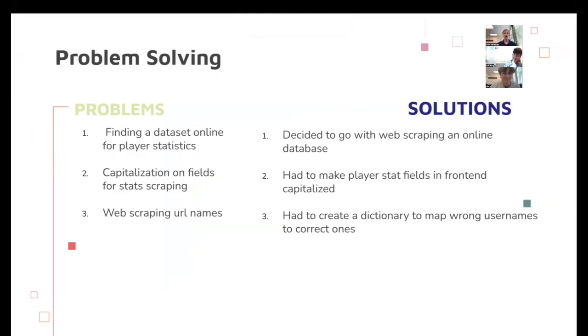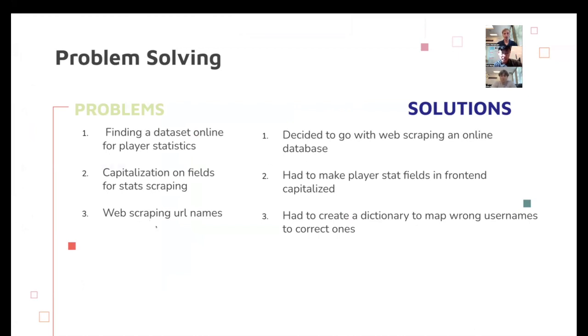Okay, so now I'm going to talk about some problems that we encountered. First of all, there's a lot of problems with getting the data from the web scraping. There's a lot of little issues. The whole reason we did the web scraping in the first place was that we couldn't find a data set online with current player statistics. So we had to go with the web scraping.